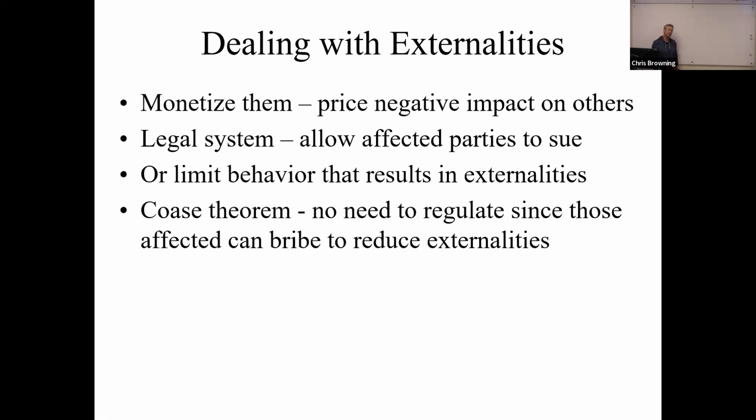Coase theorem is closely related to Kaldor-Hicks, and it says that there's no need to regulate since those affected, the losers in other words, can bribe to reduce externalities. There's no need to regulate these situations because losers can bribe to reduce externalities. So let's go back to the HOA example. Right? Don't give me the rules to make me maintain my yard at a certain level. If I want my grass to be this tall instead of this tall, leave me alone. And here's how we're going to make this work.